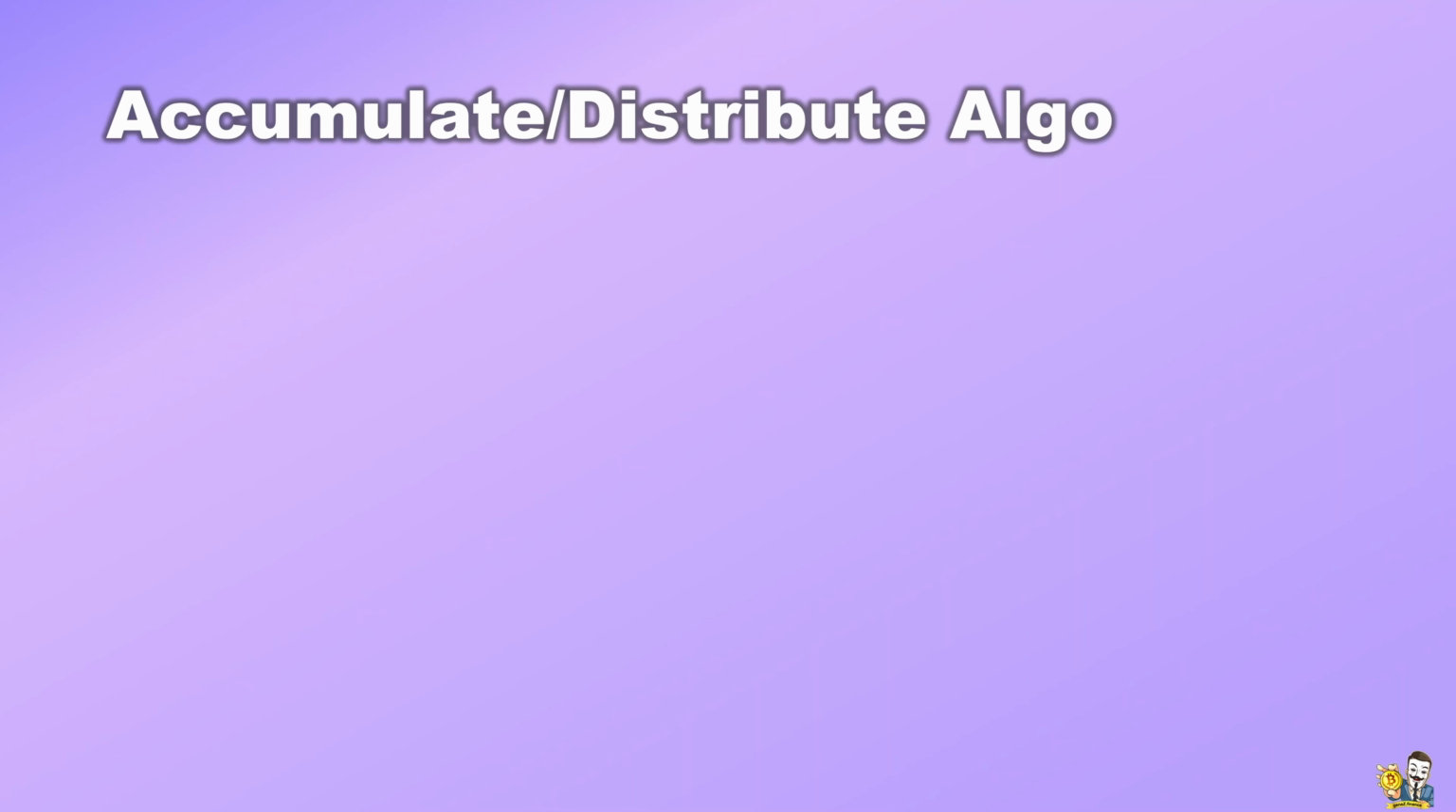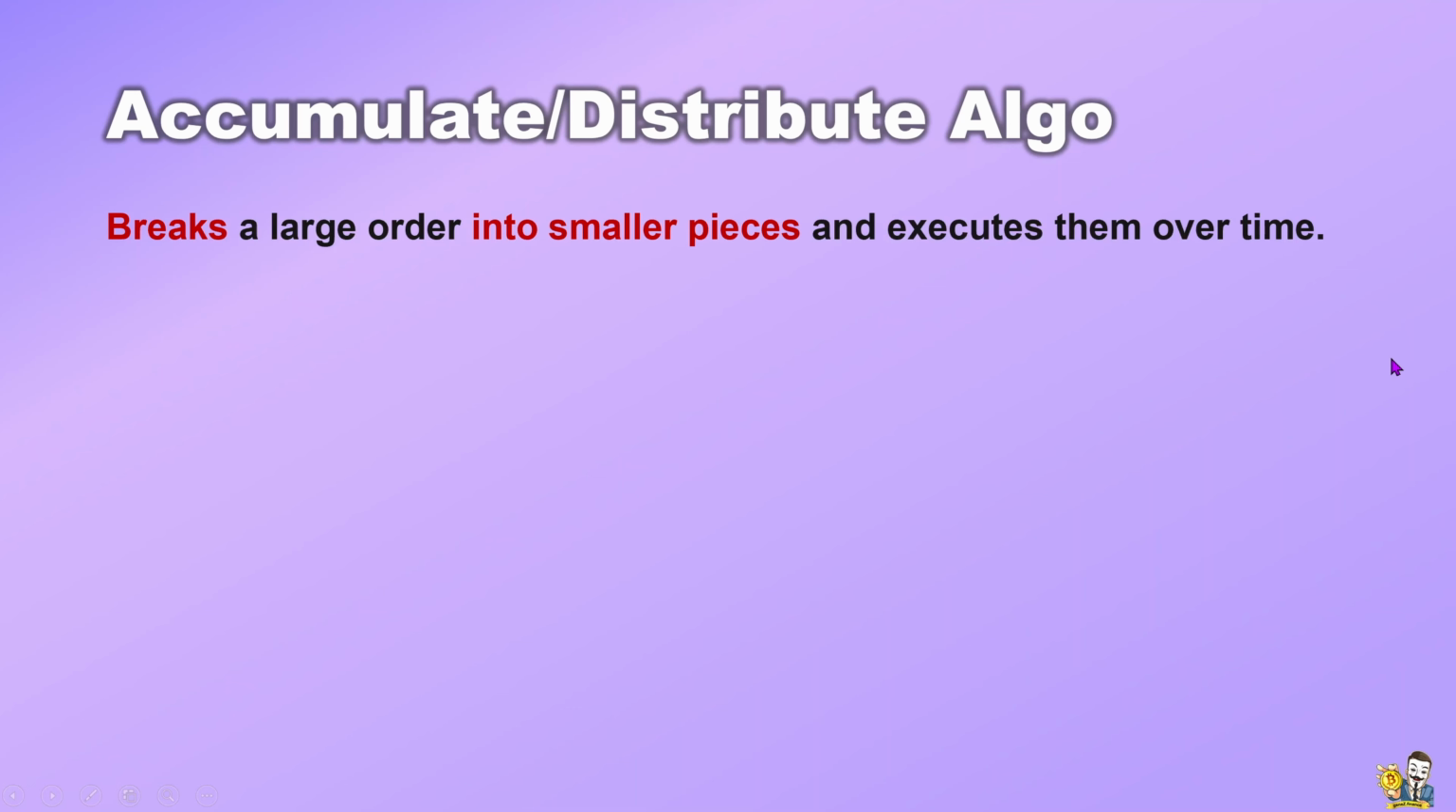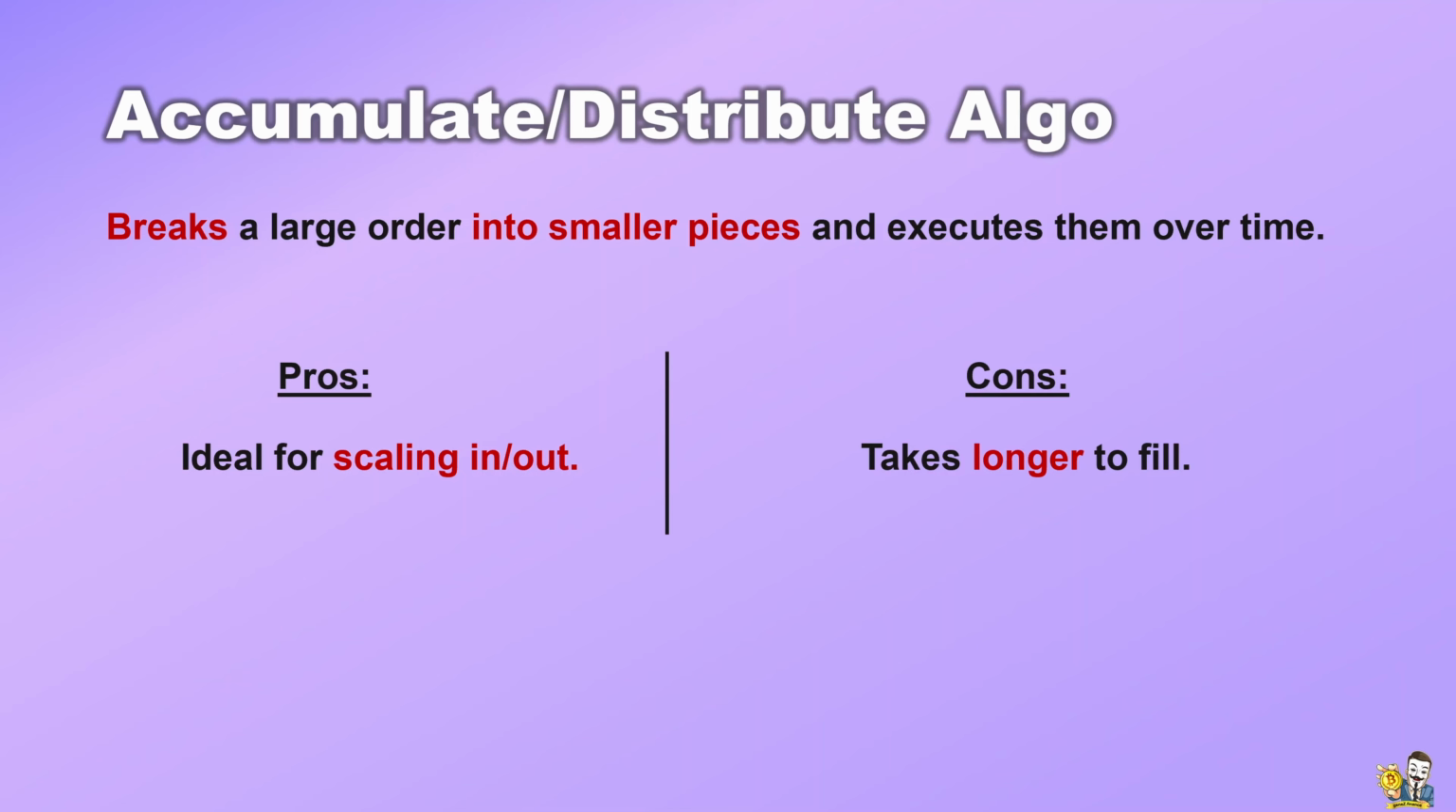And finally, we have the accumulate/distribute algo. This one's great when you're dealing with large positions. It breaks your big order into smaller pieces and executes them gradually over time. It's perfect for scaling in or out of a trade, meaning entering or exiting step by step, but it does take longer to fully fill your order.